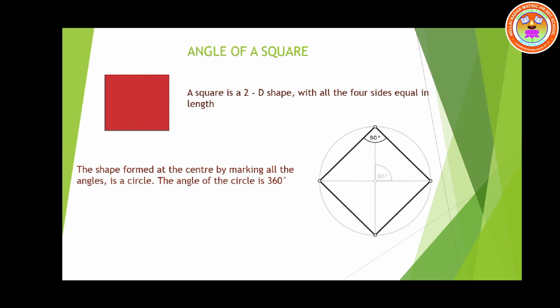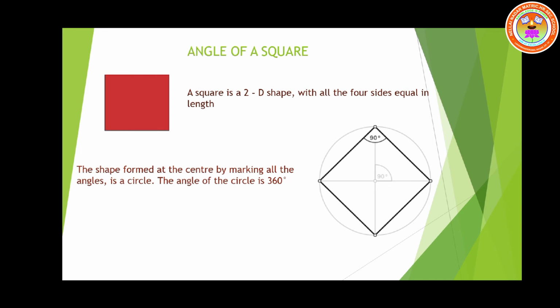When I divide it, I find that an angle is formed which is making 90 degrees with all the 4 sides. At the center, it is 90 degrees. There are 4 angles and all the 4 angles will be 90 degrees.